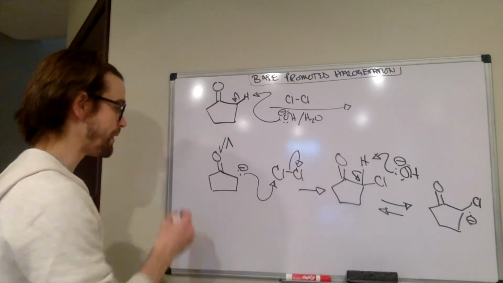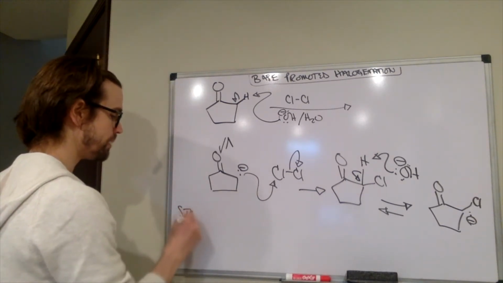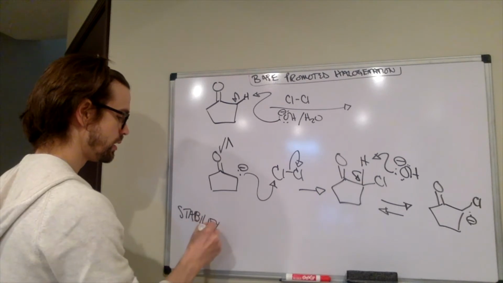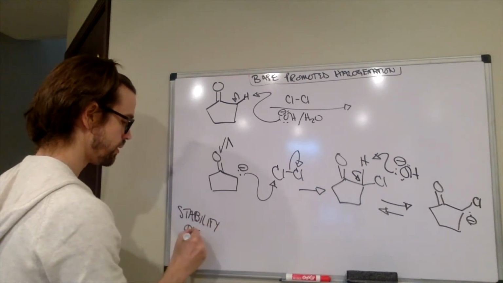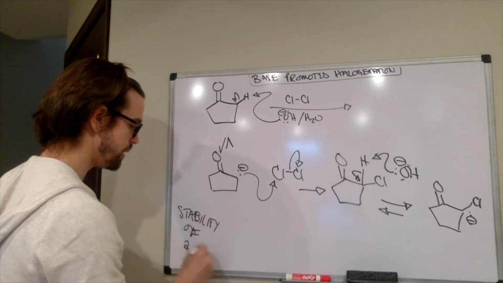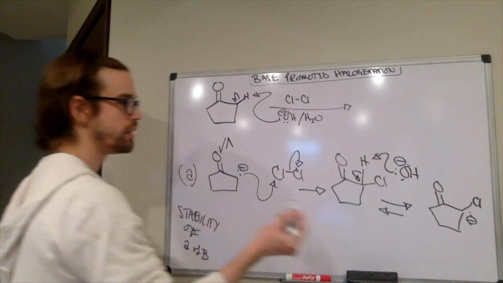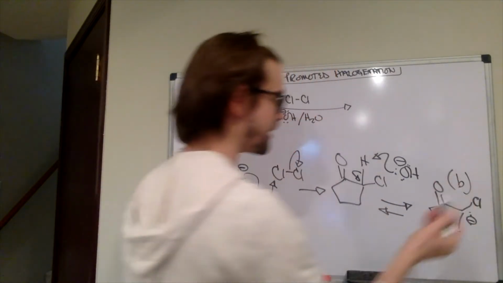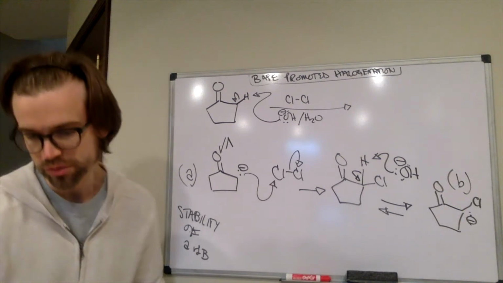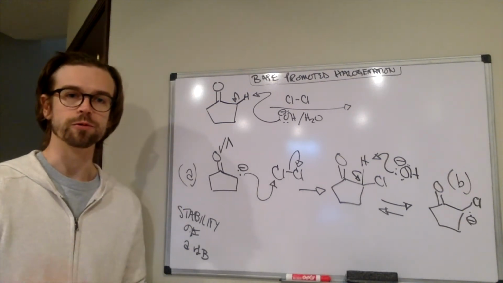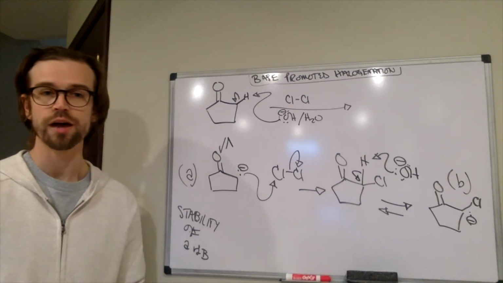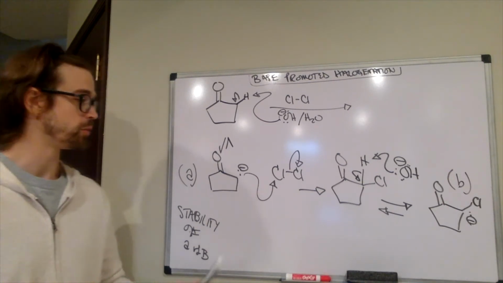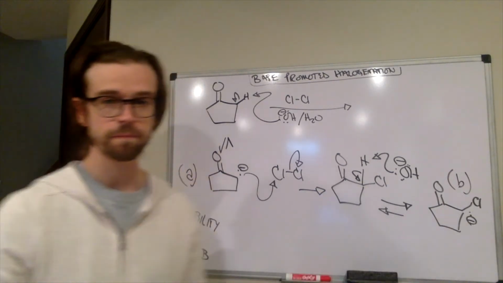So to think about that, we have to ask ourselves, what about the stability of A versus B? And here we have A here, that enolate versus this enolate B. Which one of those two is more stable? So again, pause the video, ask yourselves that same question. Which is more stable, A or B?